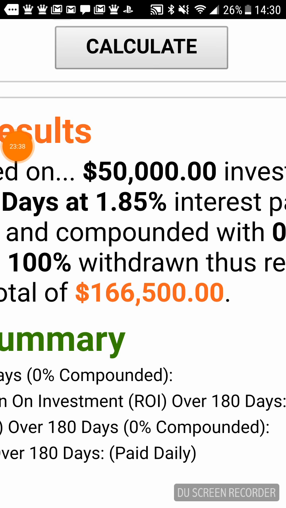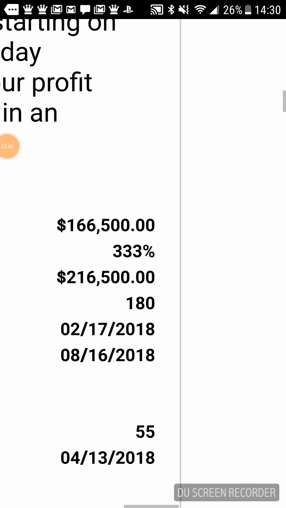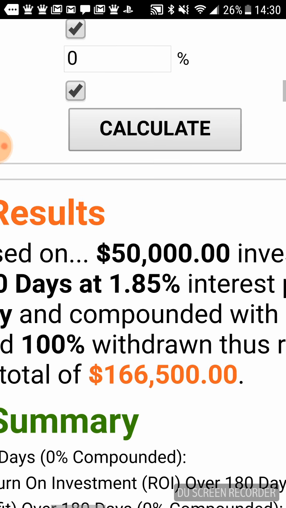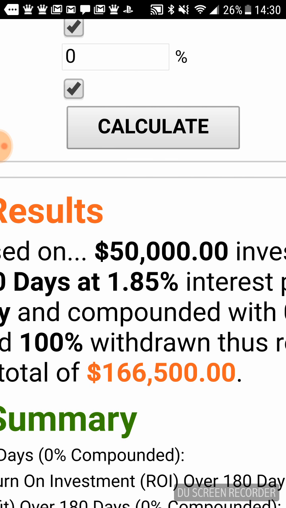So it'd really be 216,000, I think. 216,000 versus 50 grand. Now that is, of course, assuming that it lasts as long as it's supposed to and you get your capital released back.